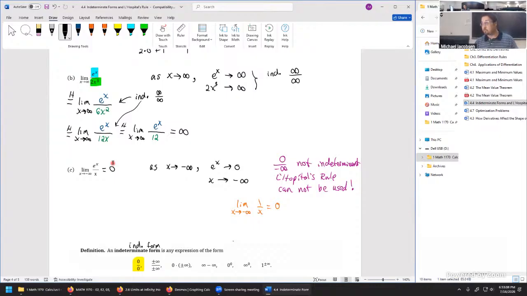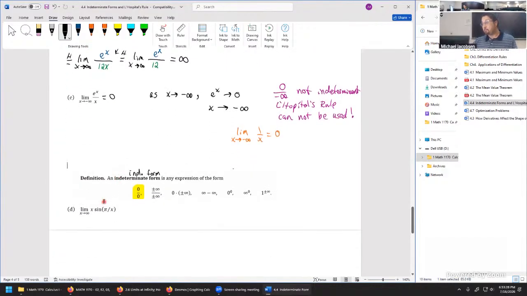So watch out for these. Sometimes in the homework, L'Hopital's rule cannot be used. And I think there's a problem in the homework where if you did use it, you wouldn't get the right answer anyways. So we have to be very, very cautious. So part C is just kind of a random one mixed in, just for that word of warning.